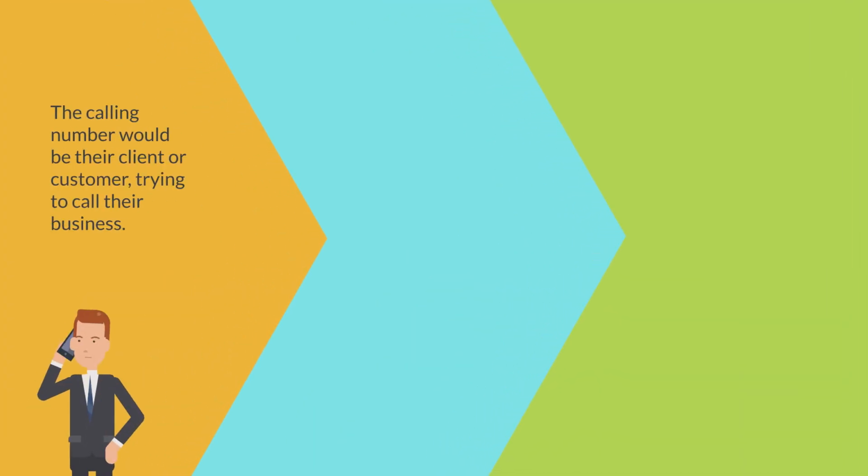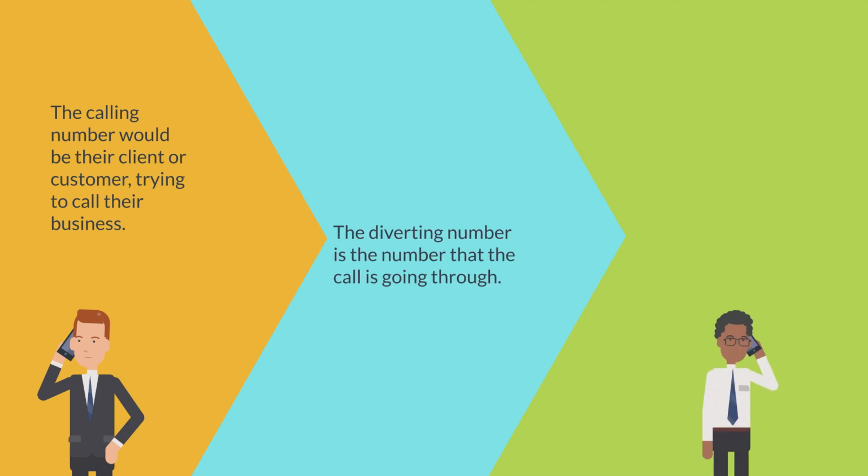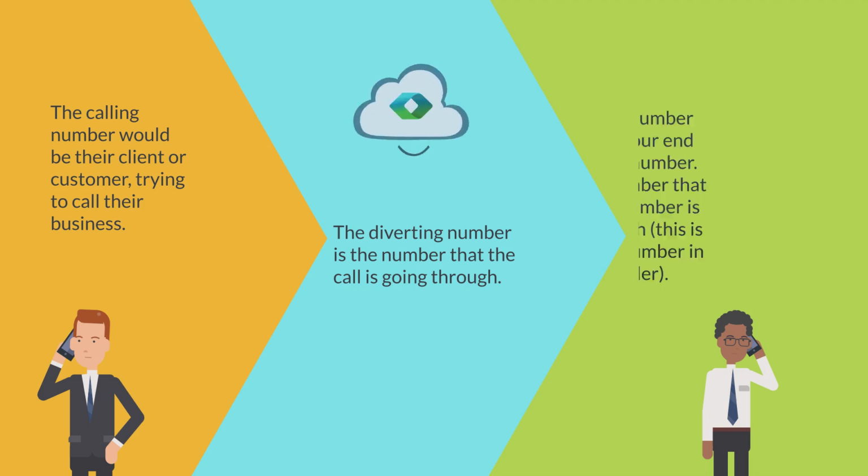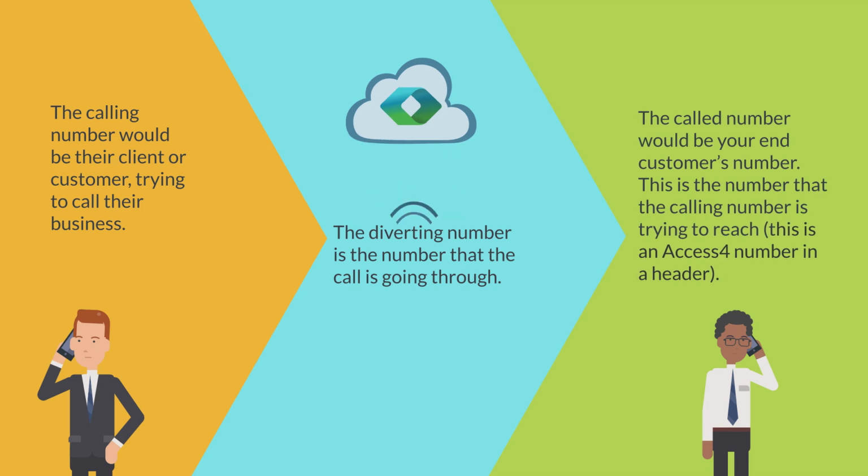Let's think about it in terms of your end customer. The calling number would be their client or customer trying to call their business. The diverting number is the number that the call is going through. For FastPort, this will always be an Access4 FastPort number. The called number would be your end customer's number. This is the number that the calling number is trying to reach. All three pieces of information must be present in the carrier diversion for FastPort to work correctly.